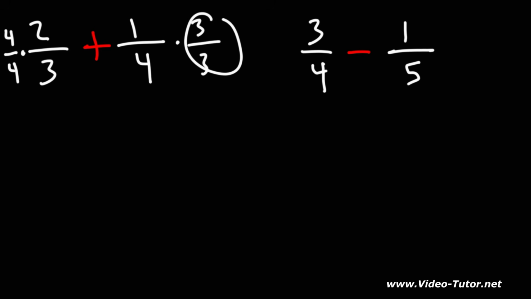Now, 3 divided by 3 is 1, and 4 divided by 4 is 1. And whenever you multiply 1 by any number, you're going to get that number. So we're not changing the value of these two fractions by doing this.